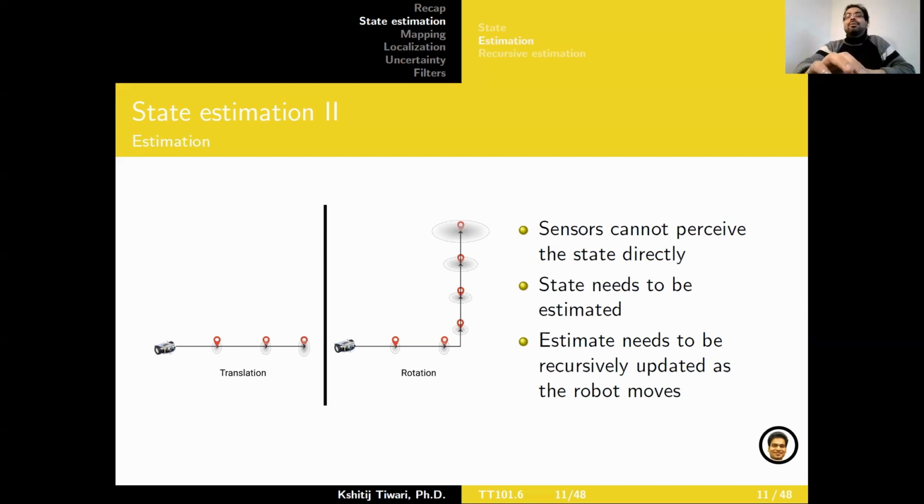Things get really interesting when there is rotation involved, right? The robot is moving forward, but once it starts turning, the amount of uncertainty that you have grows quite fast. And the more turns there are, the faster you end up getting lost.